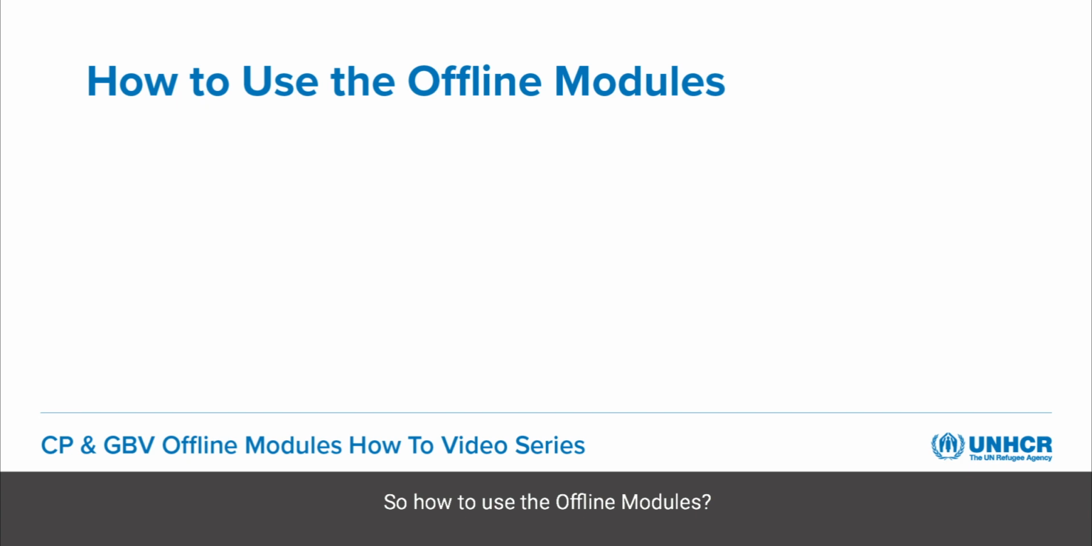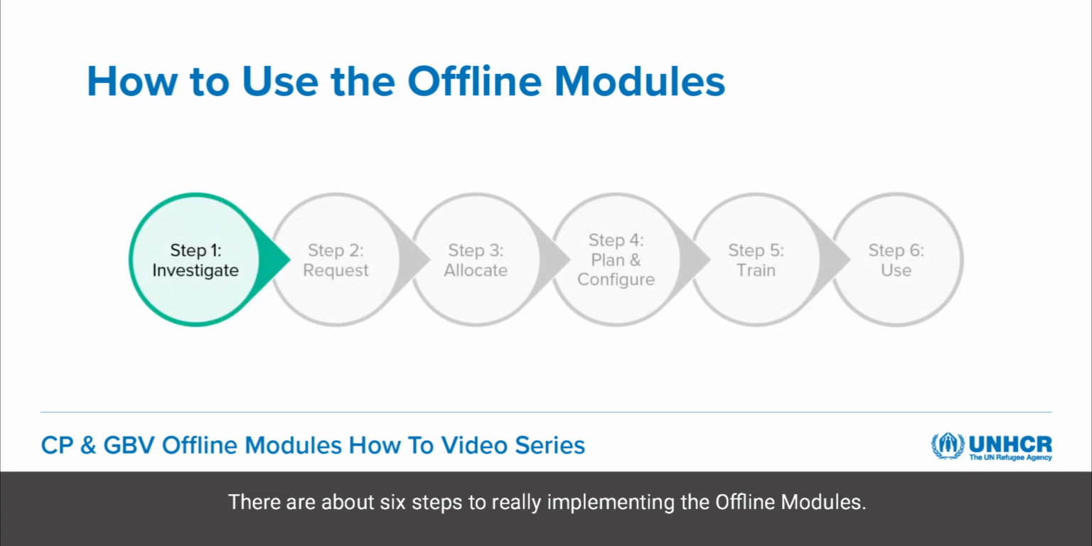So how to use the offline modules? There are about 6 steps to really implementing the offline modules. The first one is investigate. And what that means is you can go to Prime Support, you can look into the user guide materials there, as well as some of the basic information around how the system works and what the minimum requirements are.